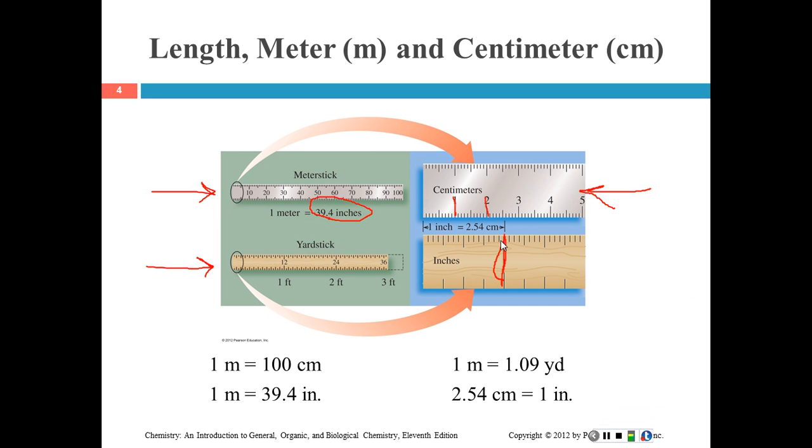But we do have to convert back and forth, and by definition for these SI people, 1 inch is equal to 2.54 centimeters. So 1 inch is the same as 2.54 centimeters. 1 meter is 1.09 yards. 1 meter is 100 centimeters. And 1 meter is also 39.4 inches. So there are definitions that we kind of have as we go through. We may have to do some conversions later.